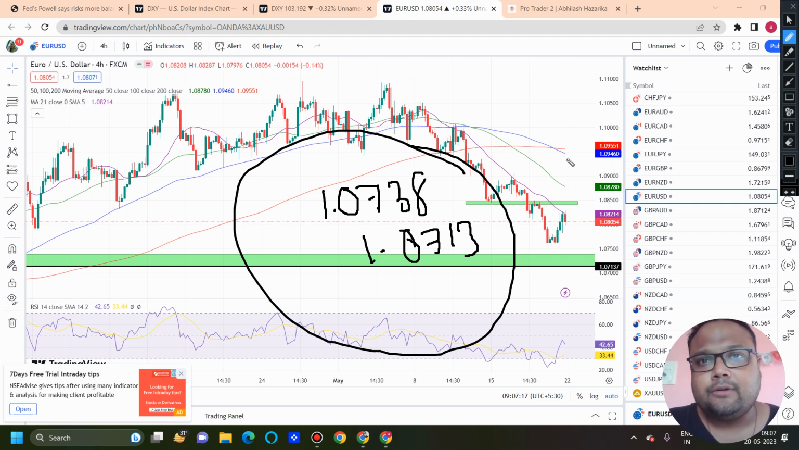Once you'll see market coming down to the support, observe the market. If market takes support and bounces, you can clearly go for a buy position.